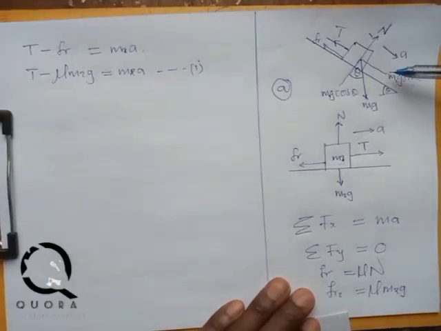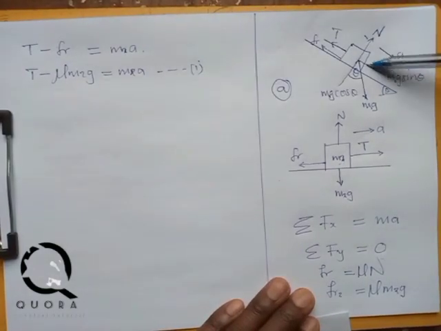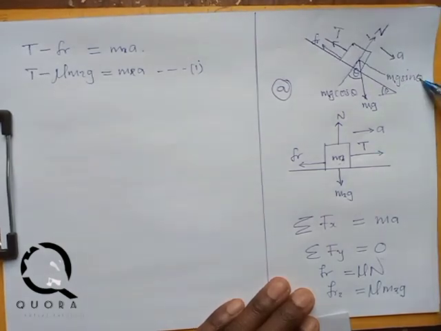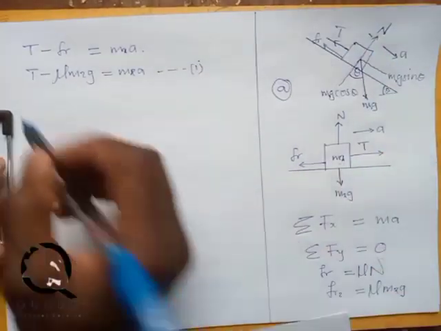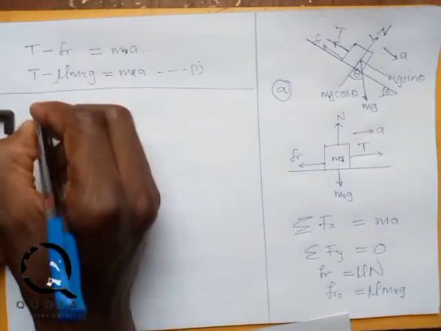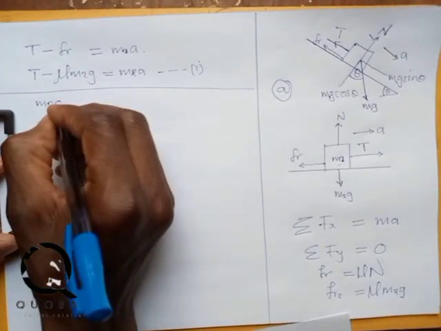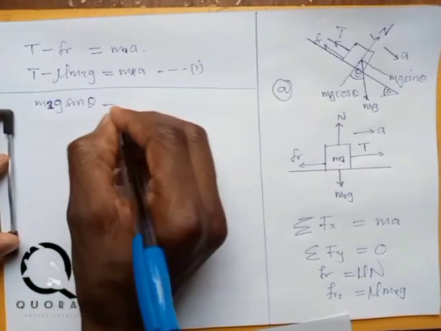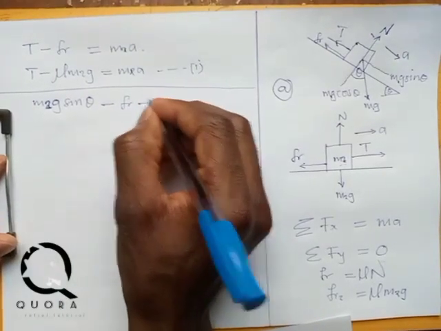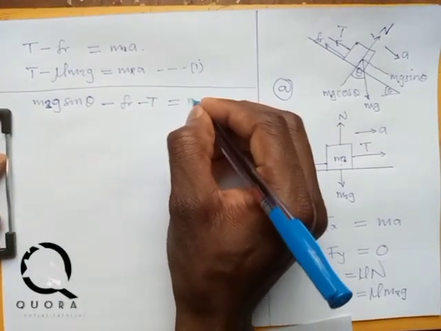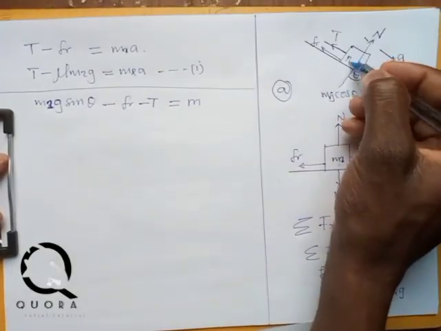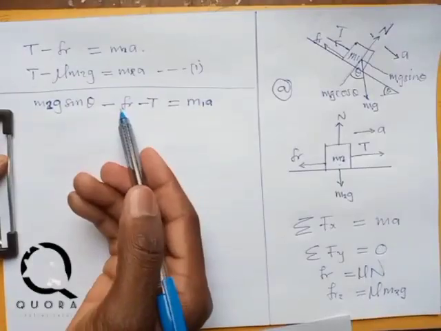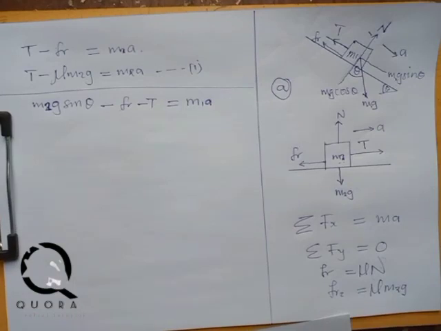Then we try to come to the second equation. This one is the only force which makes it move in this given direction. The component in this case is M1 G sine theta. Then these two are opposing. So I'll say M1 G sine theta minus friction, which is opposing, minus tension again, which is opposing. It has to be equal to the acceleration of the same mass, which is M1A.